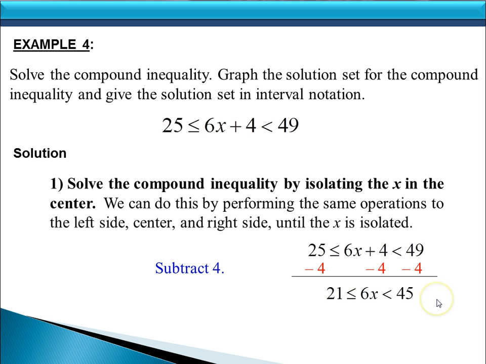Now to isolate the x in the center, we just need to divide by 6. So we divide everything by 6, all three of these. And if we reduce this fraction, 21/6 reduces to 7/2, which is 3.5. Since we're going to be graphing this, we'll go ahead and convert that to a decimal. So we have 3.5 less than or equal to x less than 7.5. This is our compound inequality now solved, since the x is isolated in the center.